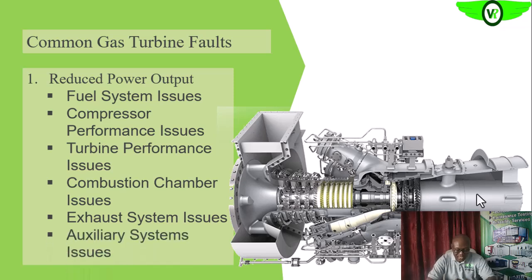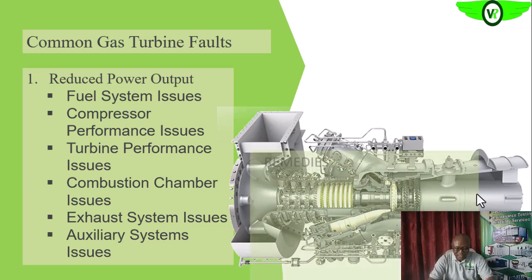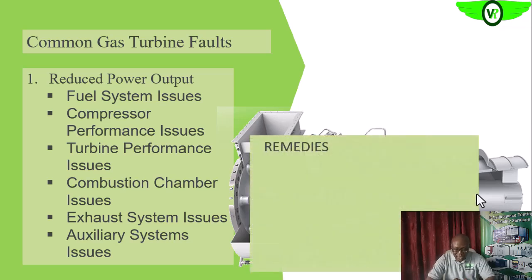Then the auxiliary system issues: the lubrication system, the fuel system as we saw earlier, and the cooling system. All of these can affect the efficiency of the gas turbine. So what are some of the remedies? What are some of the things that we can do to take care of all of these problems?